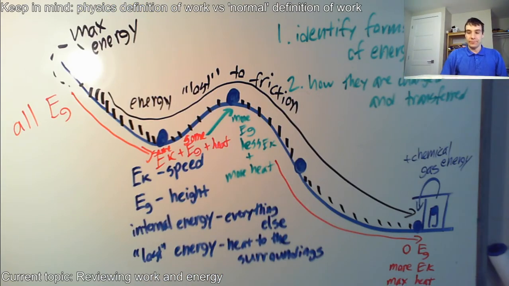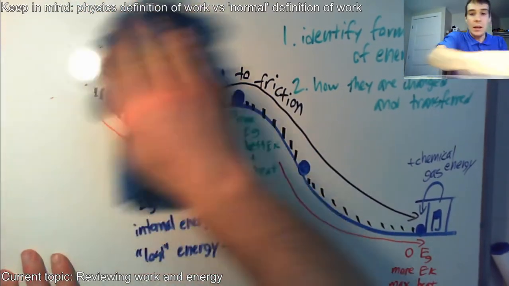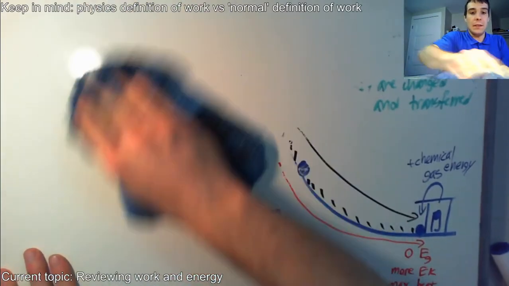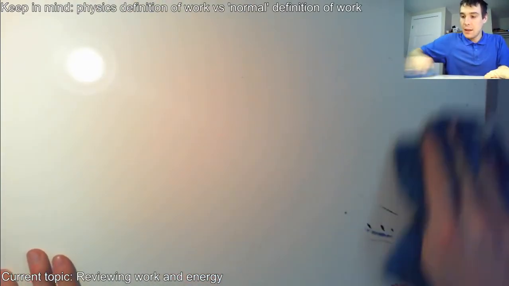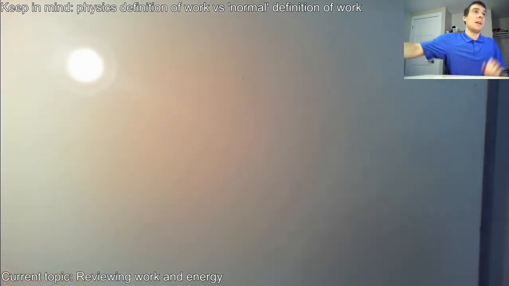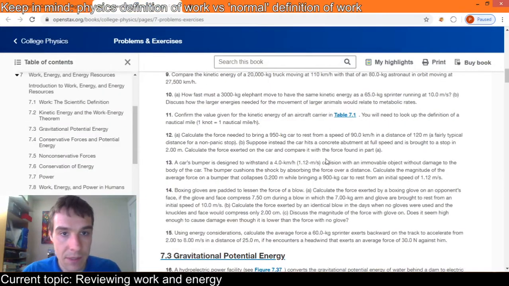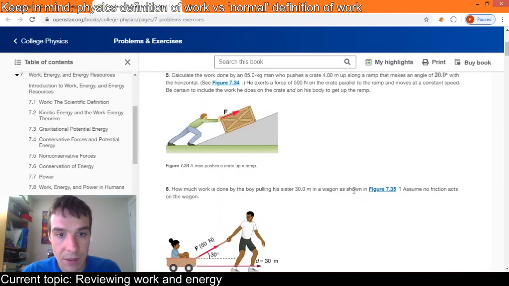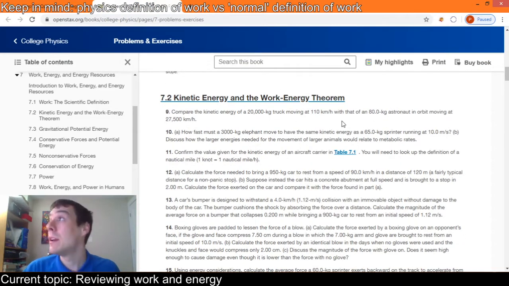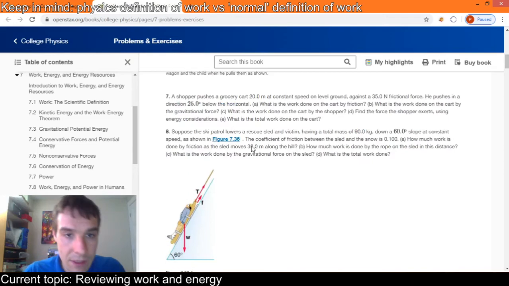Okay, so that's the first question, reviewing energy. We've done that. Let's move on to work. Let's talk about the work energy theorem. I've got some practice questions for that. Let's go back to our book, and we're going to go to conceptual problems and exercises, and we're going to talk about the work energy theorem. And the point here is the physics definition of work is not the same as the normal definition of work. Right. So let's try a practice problem here.